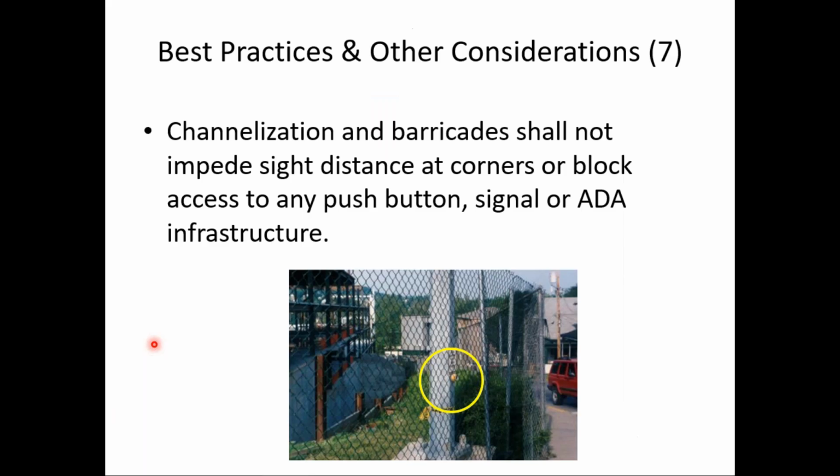Check that channelizing devices and barricades don't impede sight distance or block access to push buttons or signals or ADA infrastructure.